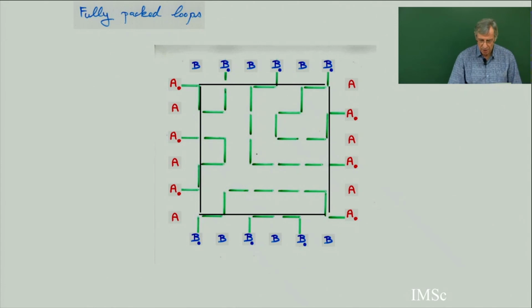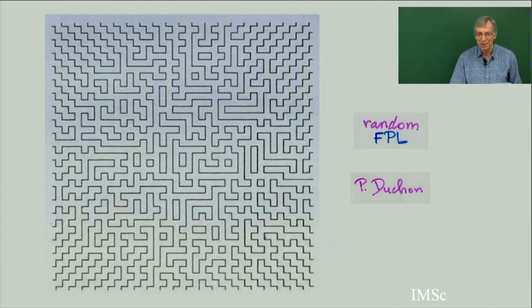There are some loops. I have a random FPL. Here there is no loop inside, but it's possible to have loops inside. You need to take a bigger FPL. So here is an example of a bigger FPL, which is a random FPL. Also, there is some algorithm to generate one, and here is a picture of a random FPL. So you see you have some loops inside. This is due to Philippe Duchon in Bordeaux. He has some beautiful pictures, even some bigger beautiful pictures. And there is an analog of the Arctic Circle.